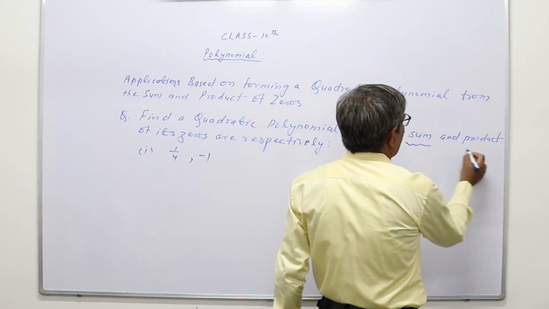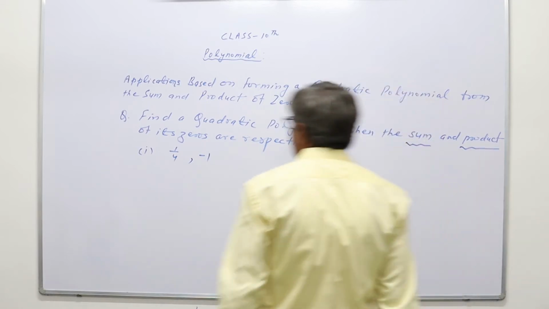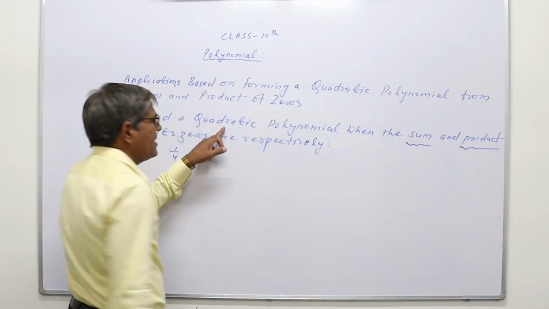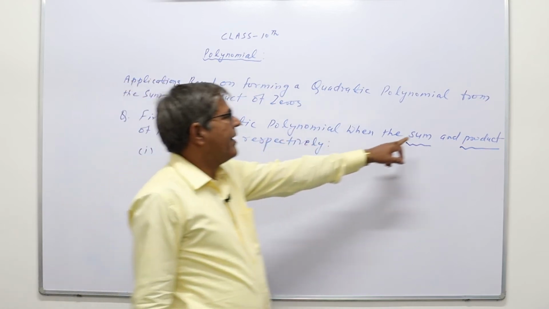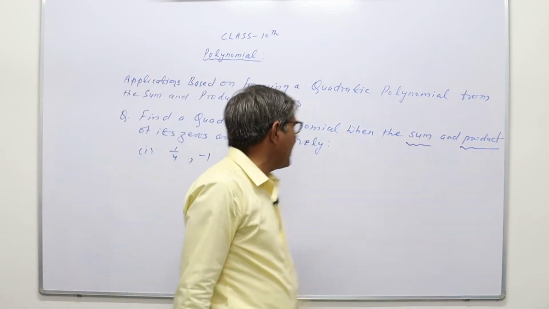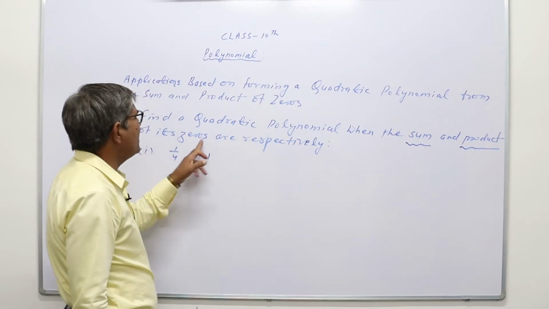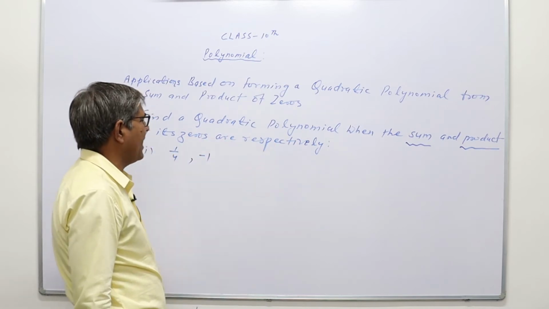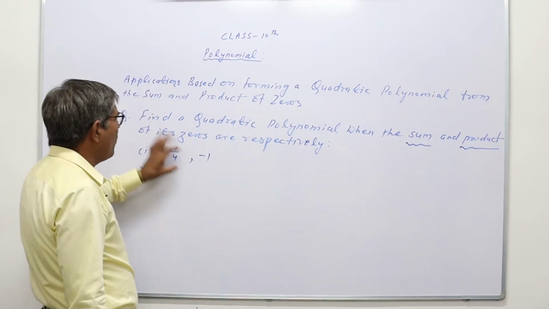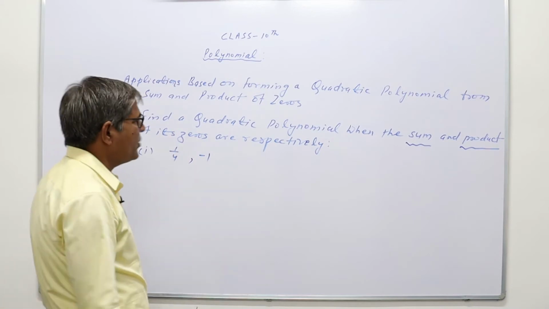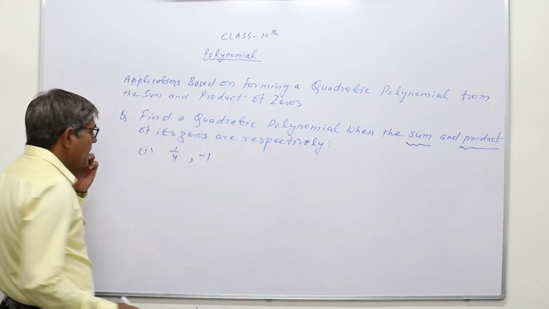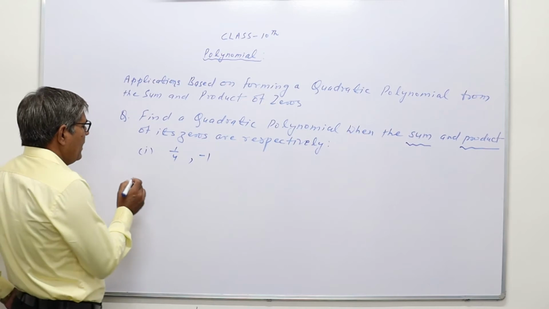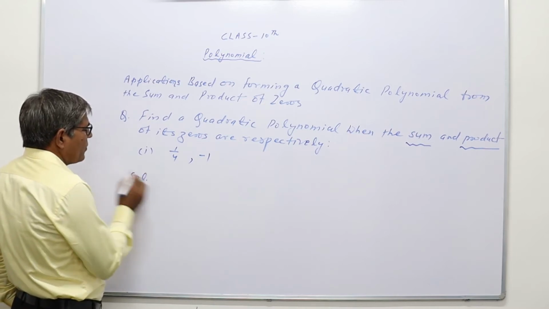Read the question very carefully. What is given? Find a quadratic polynomial when the sum and product of its zeros are respectively 1 by 4 and minus 1. The question is very important. So, how will we solve this question?